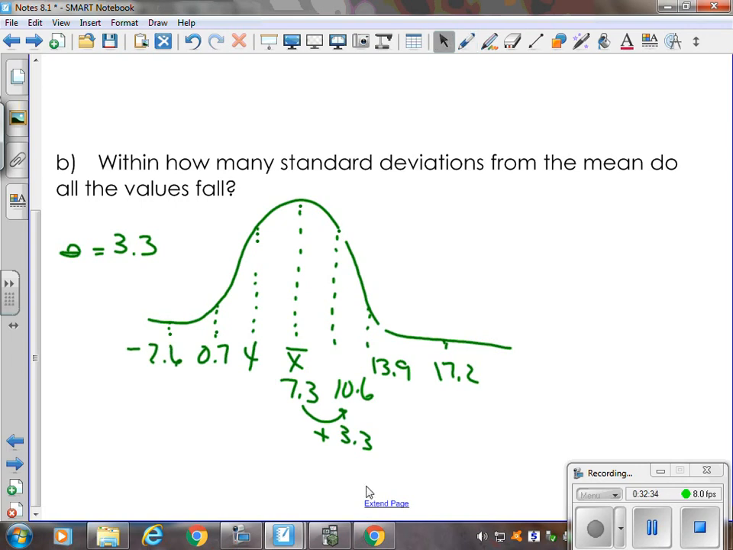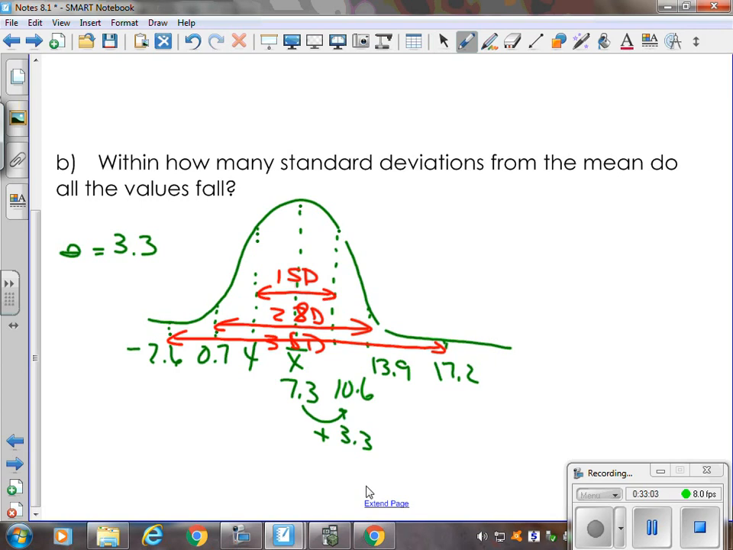So this is one standard deviation out if you're in the 2 in the middle. If you have gone out 2 on each side, you have done 2 standard deviations. And if you go out to the 3rd line on each side, you've done 3 standard deviations. So let's see what the answer to this question is going to be by figuring out where my data falls.